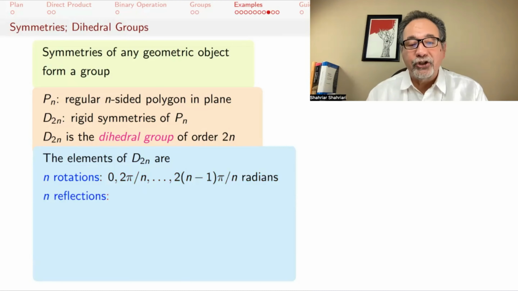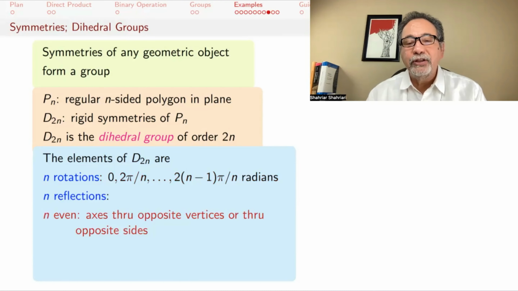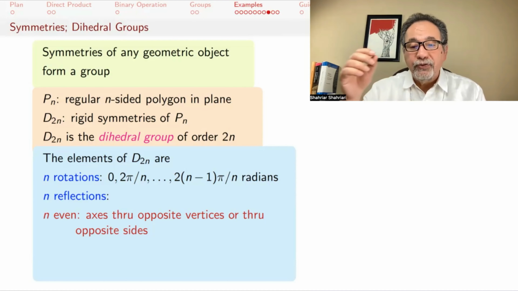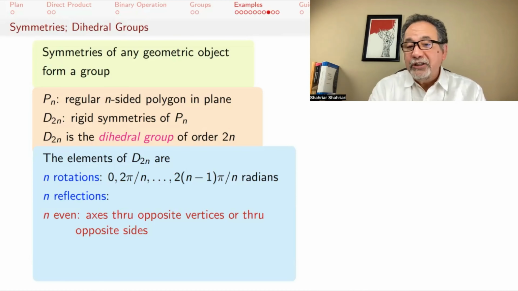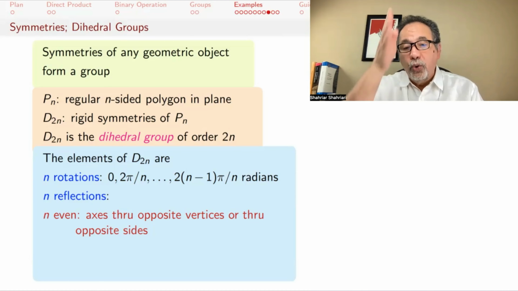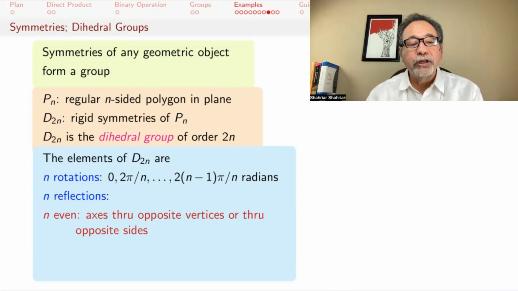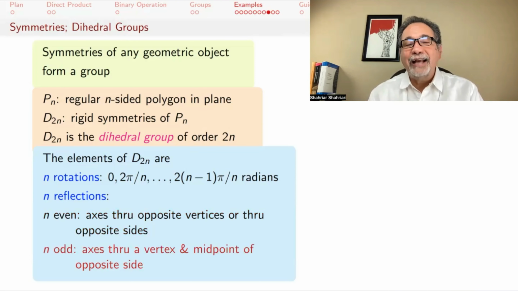And there are n reflections. Depending on whether or not n is even, the axes of symmetry for those reflections are going to be different. If n is even, the axes are going to be through opposite vertices or through opposite sides. For example, for a square, the axes of reflection are either diagonal ones, through vertices, or a vertical or a horizontal one. But if n is odd, then the axes of reflection are through a vertex and the midpoint of the opposite side. But there are n of them anyway. So there are n reflections and n rotations.